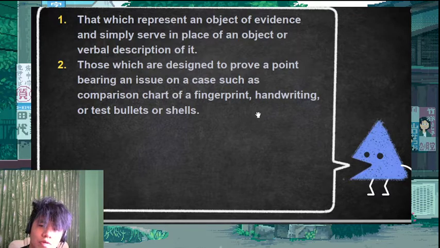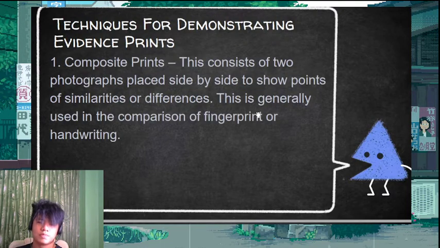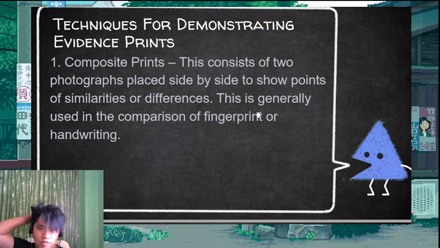The second category are those which are designed to prove a point bearing on an issue, such as a comparison chart of a fingerprint, handwriting, or test bullets or shells. So, yung sinasabi dito is to prove a point. So, for example, to prove that Mr. De La Cruz is the one who raped Mrs. De La Peña, may pinotograph silang fingerprint sa room ni Miss De La Peña. So, yun. It proves the identity of Mr. De La Cruz. Ayun.